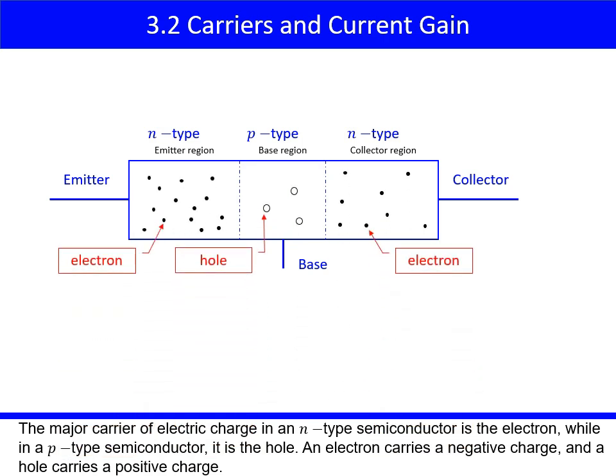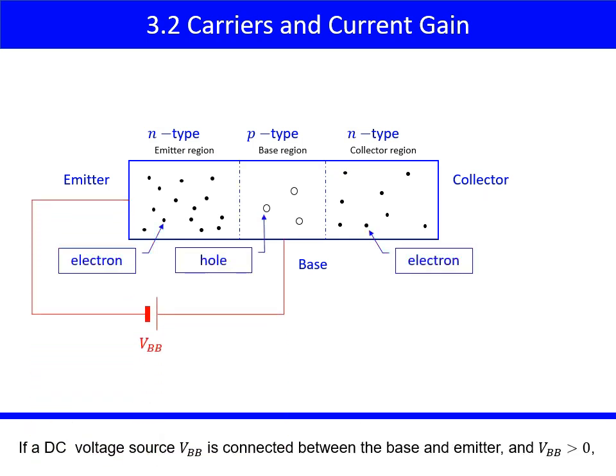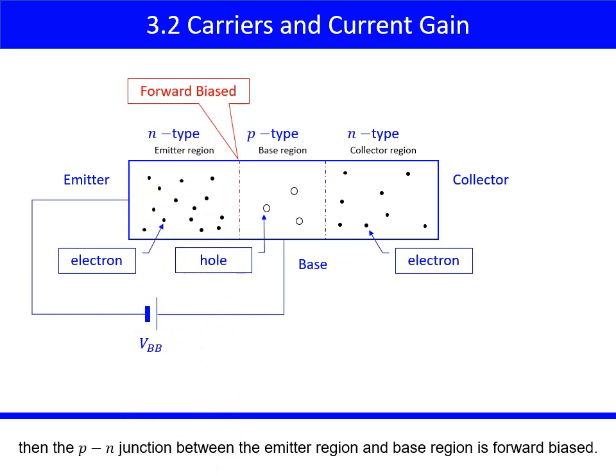The major carrier of electric charge in an N-type semiconductor is the electron, while in a P-type semiconductor, it is the hole. An electron carries a negative charge, and a hole carries a positive charge. If a DC voltage source VBB is connected between the base and emitter, and VBB is positive, then the PN junction between the emitter region and base region is forward biased.